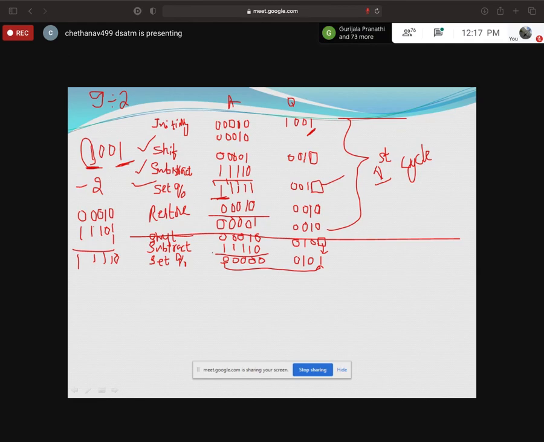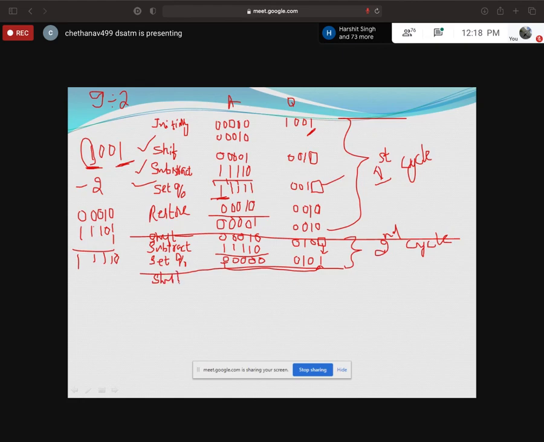Okay. So this is your cycle 2, the second cycle. Then go to the third cycle. If it is 0, you have no need to restore the divisor value. Just put the Q naught value as 1. That's all. Then go to the next step: shift. Same procedure, follow it.